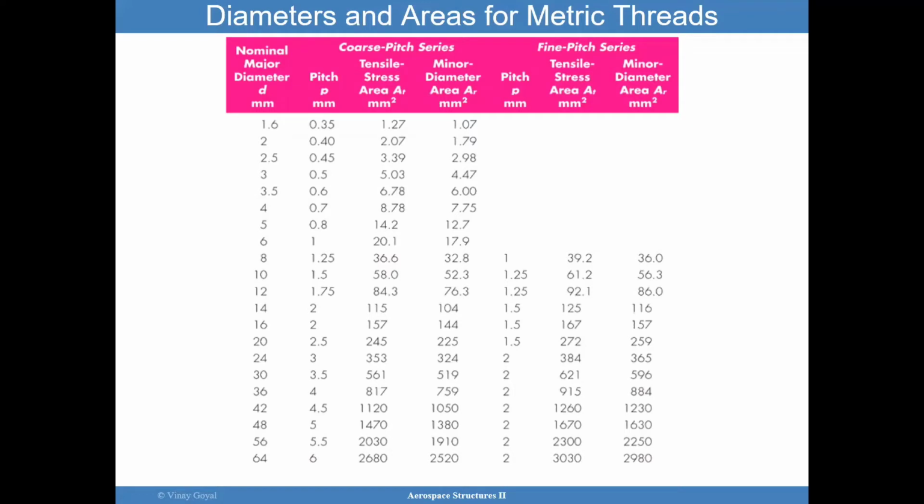Here are the diameters and areas for metric threads. You have the nominal major diameter, we have the pitch, which was discussed earlier, and for the coarse pitch series versus the fine pitch series, we will have information about the minor diameter area and the tensile stress area. This information is provided to you so you can then make the right choice for which thread you want.